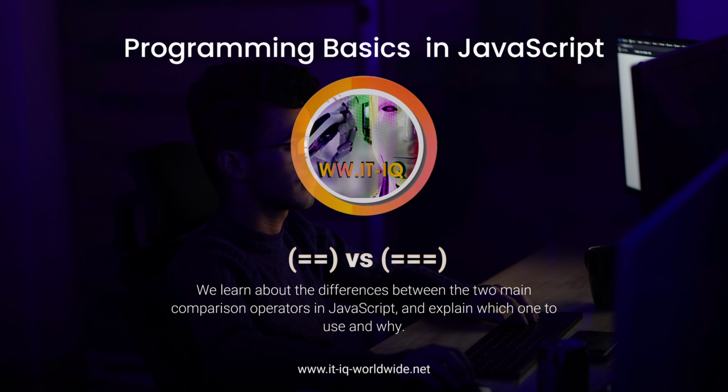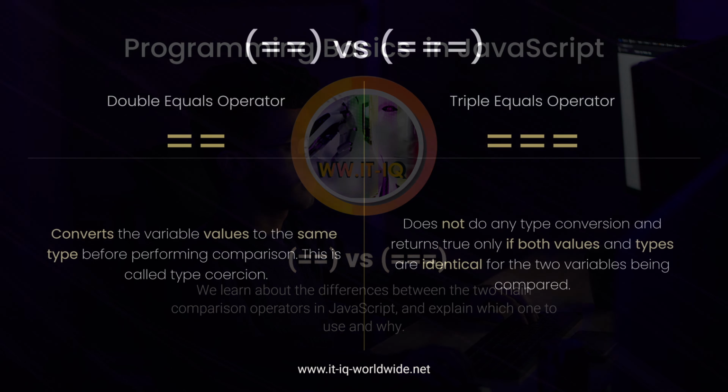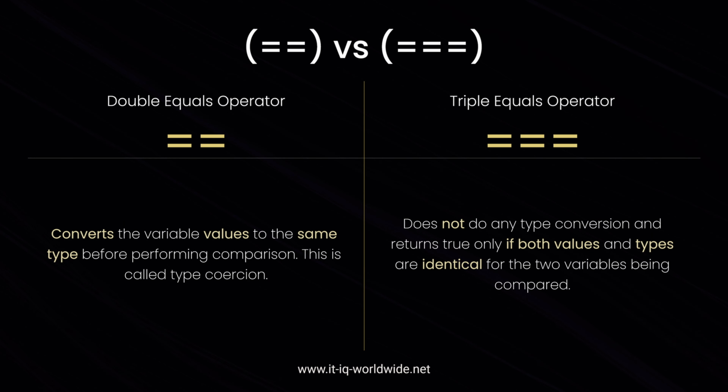Hello everyone. Today we learn about the differences between the two main comparison operators in JavaScript, the double equals operator and the triple equals operator, and explain which one to use and why. Let's get a deeper understanding of the differences between the double equals operator and the triple equals operator.